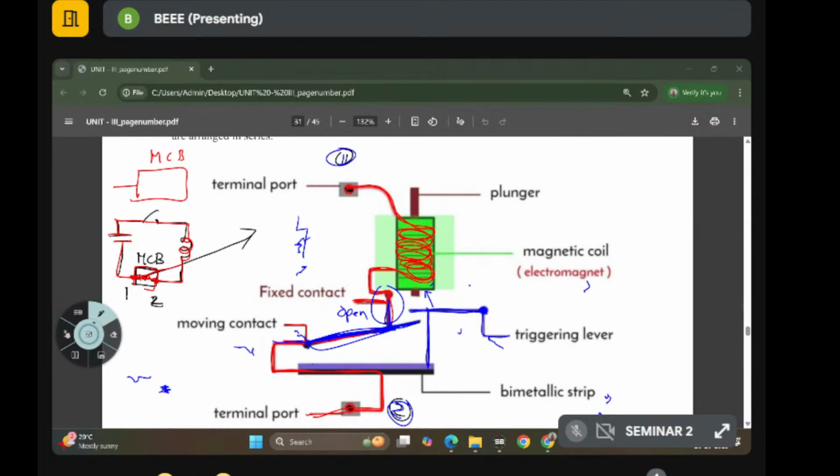So whenever abnormal condition occurs, current through the circuit rises or increases, the magnetic coil of the circuit breaker gets magnetized. Whenever this gets magnetized, this magnet attracts the bimetallic strip, thereby opening the moving contact.